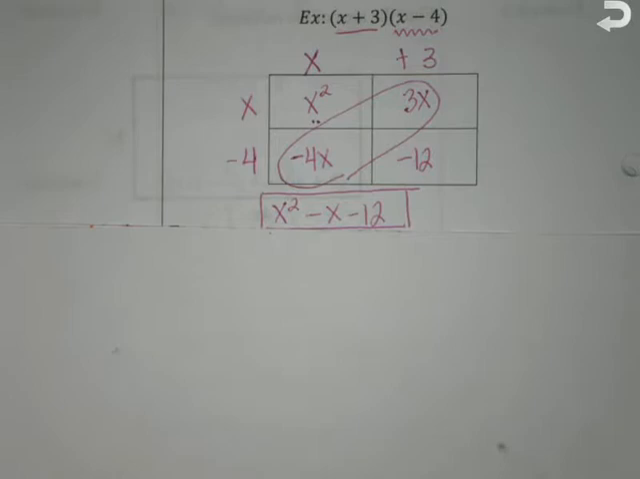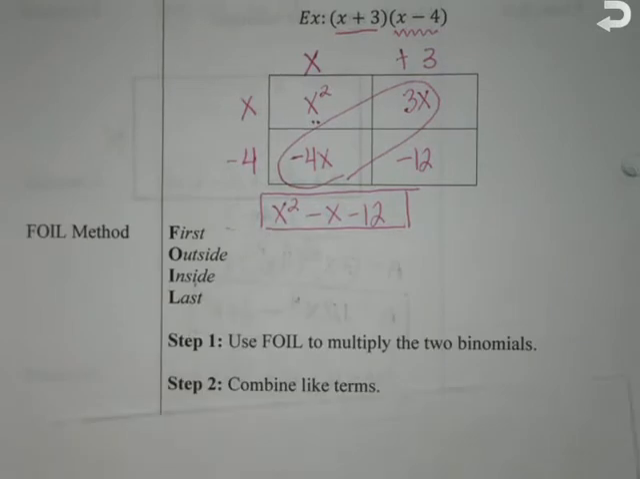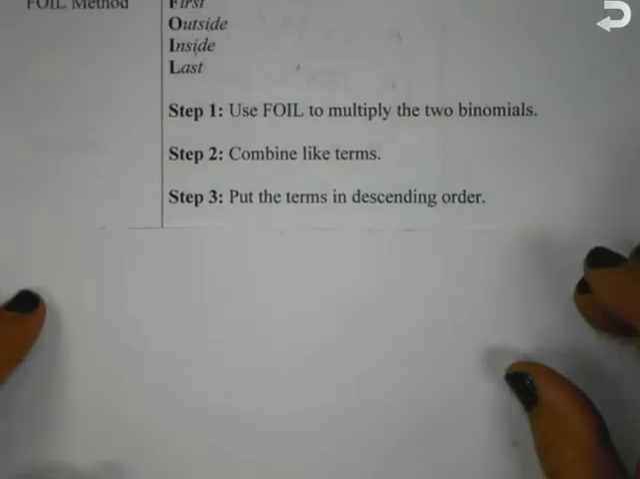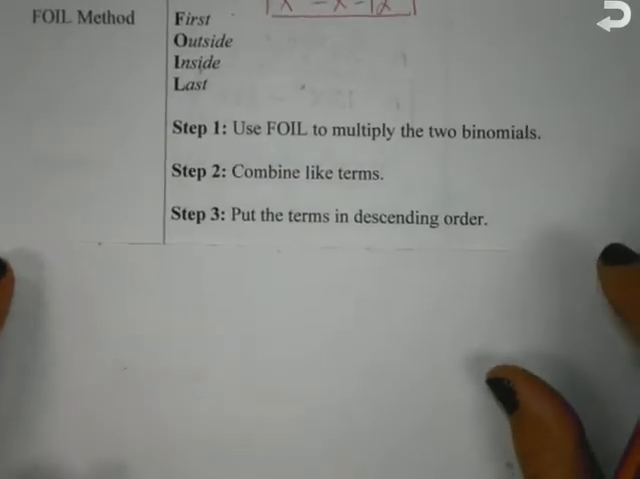Between 1 and 3 is mostly what I'm seeing. That's fine. We only have done one example. We will do more. But I wanted to show you the next method first. Next method is what I call the FOIL method. This is the way I learned it in junior high. We didn't have boxes in junior high.